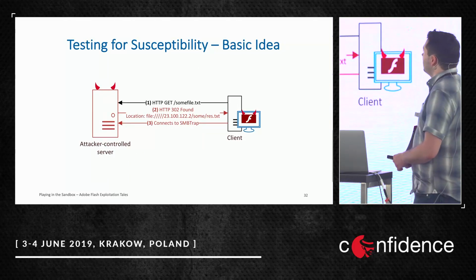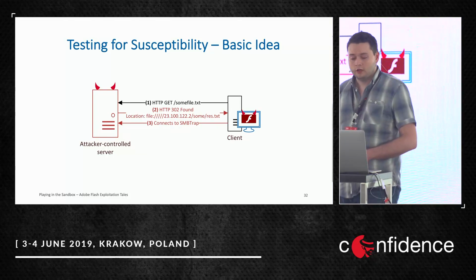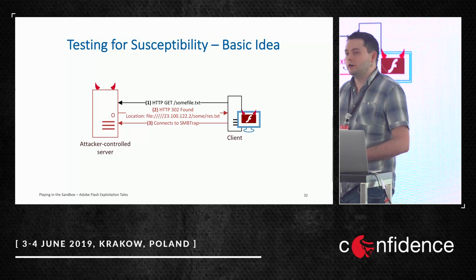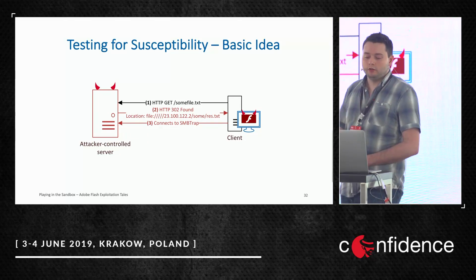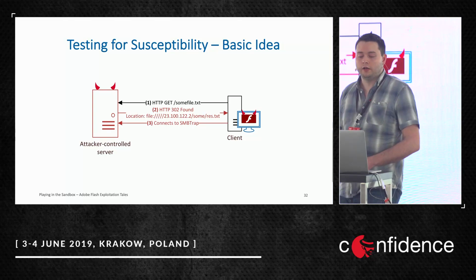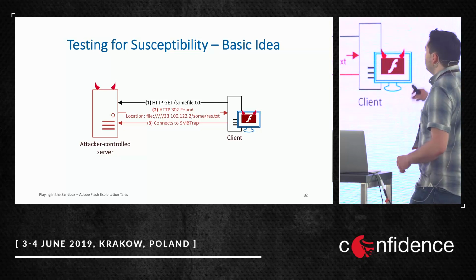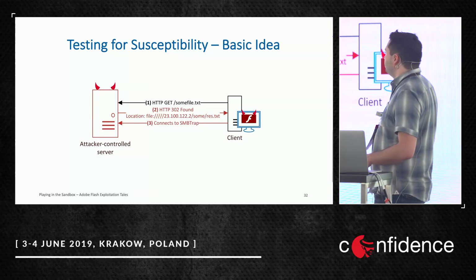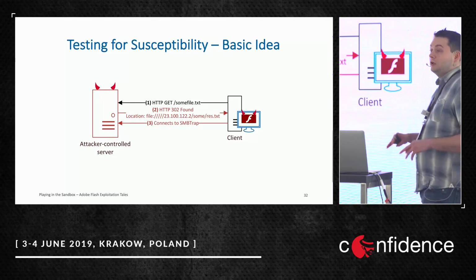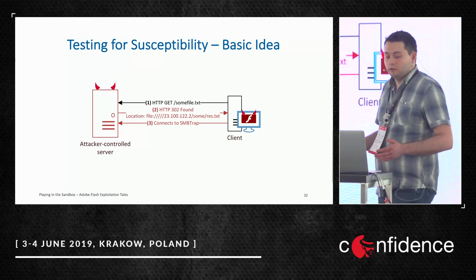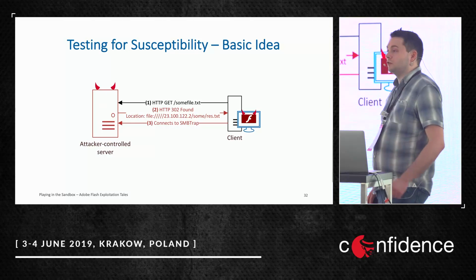So I tested for this using this setup, and I'll briefly go through how it works. We again have the client with our malicious Flash application. The client will try to download a file from the attacker-controlled server. The server will respond with an HTTP 302, referencing this file style UNC path. And then, if everything went well, the client will connect to our malicious SMB server.